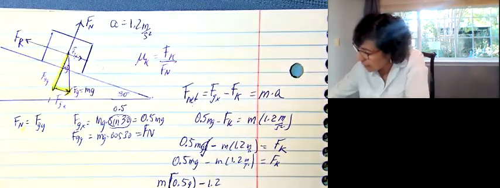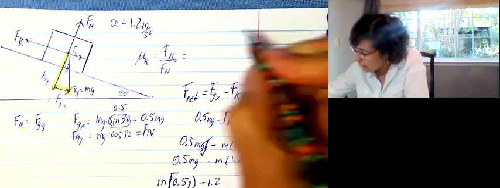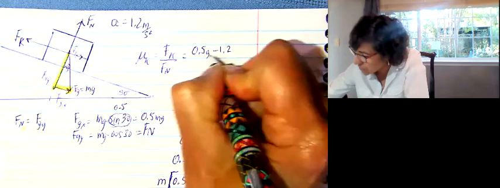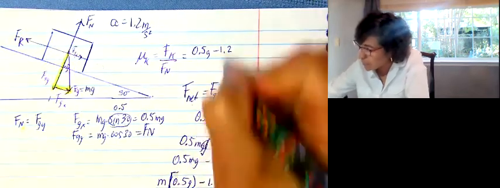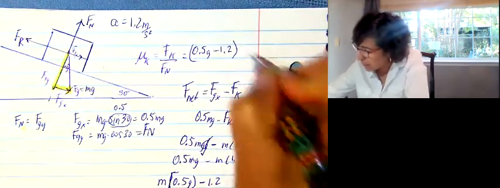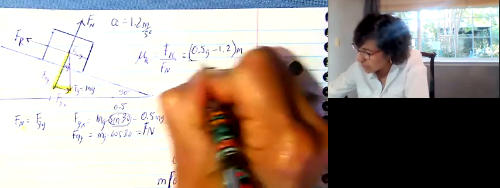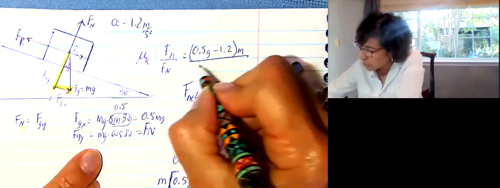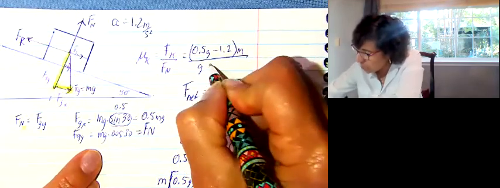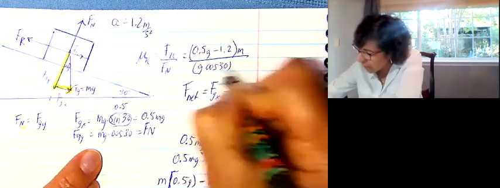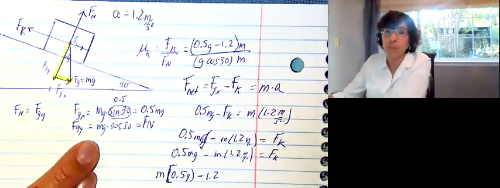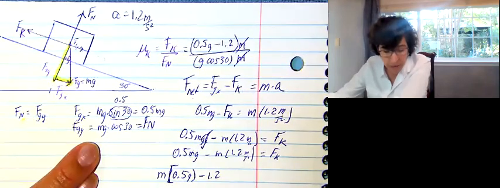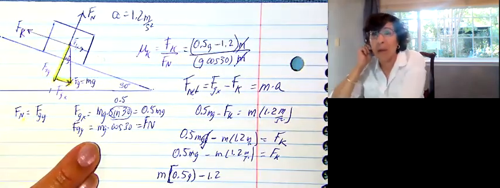All right, so f sub k, I'm going to rewrite that up here. I got 0.5 g minus 1.2, all that times m. All right. And my Fn, here's my Fn, mg cosine 30. I'm going to say g cosine 30, all that times m. The point is, this is always going to be true no matter what the mass is, because the mass cancels out. All right, my mass canceled out.